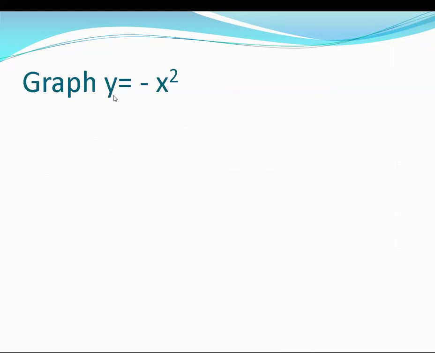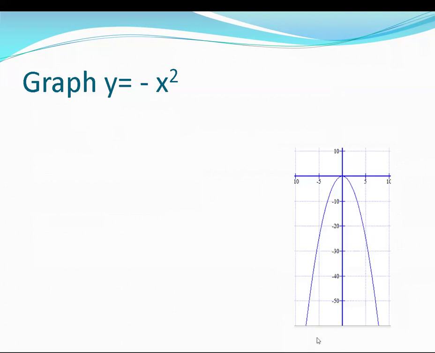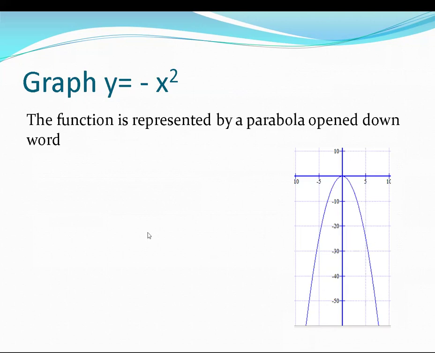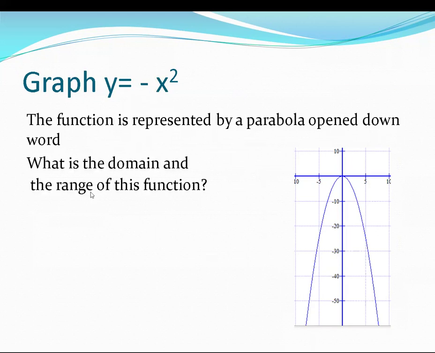Graph y equals negative x squared. The function is represented by a parabola opening downward. Why? Because the coefficient of x squared is negative 1. What is the domain and the range of the function? Domain: real numbers, the x-axis. But the range is from 0 to negative infinity.